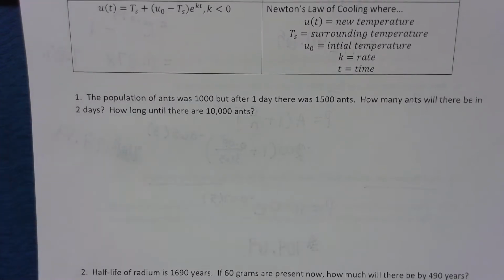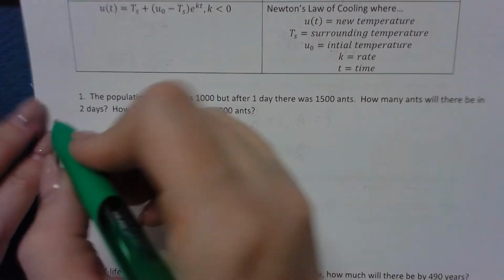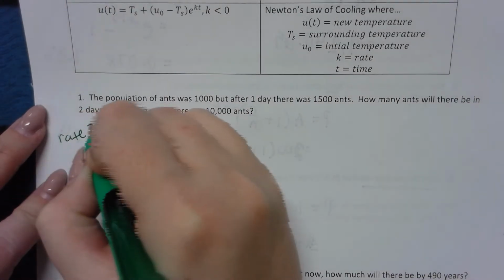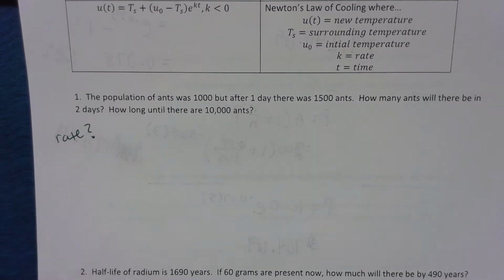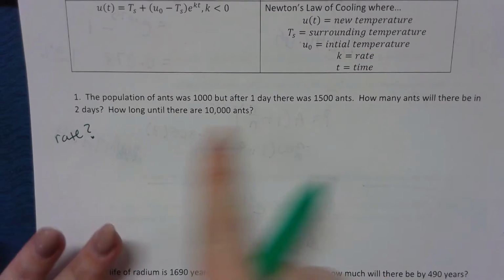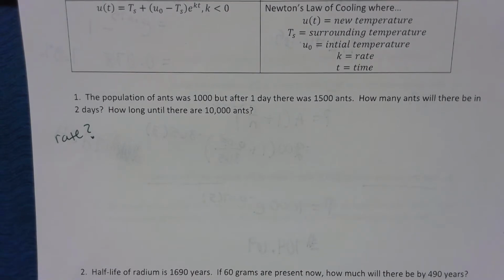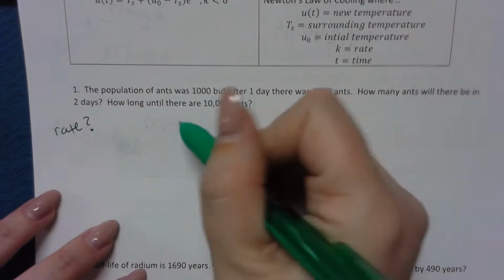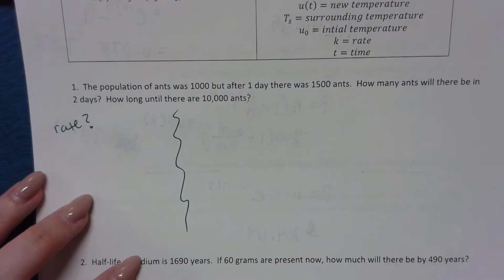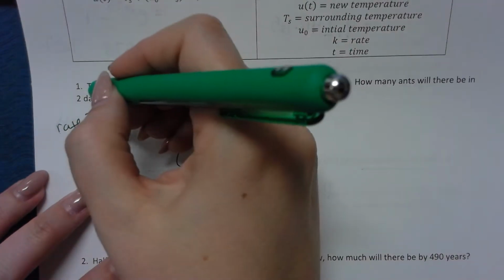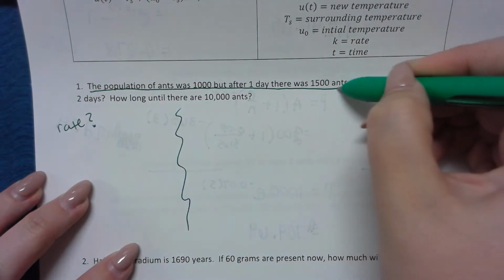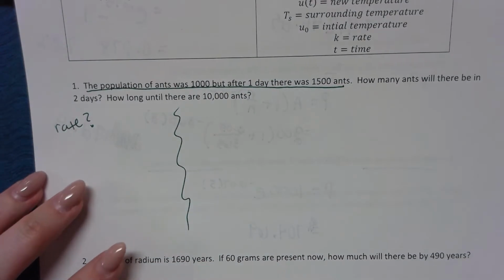So if we read this problem, what should be jumping out in your head is, they didn't tell me the rate, right? How fast is this population growing? I don't know the rate. Is it 5%? Is it 2%? Is it 10%? That's important. I can't really answer these questions unless I know the rate. So that's exactly what we're going to do first. Step 1 of our problem is I have to find the rate. So we're going to use this first sentence here to help us find the rate.